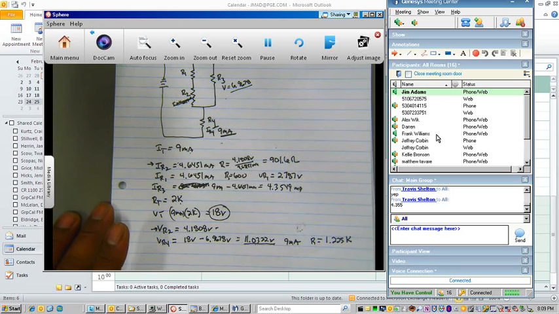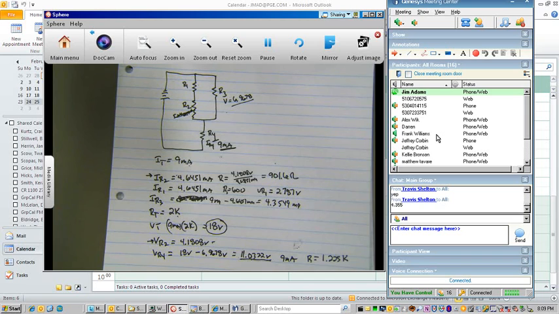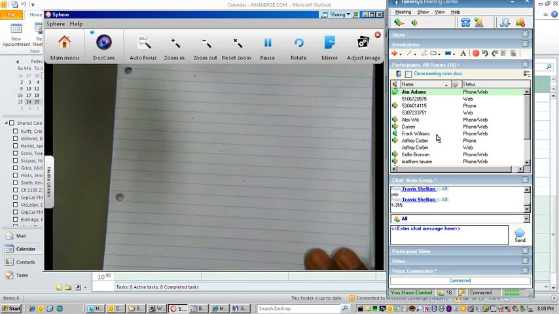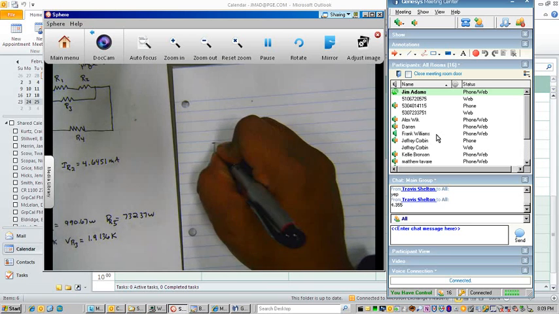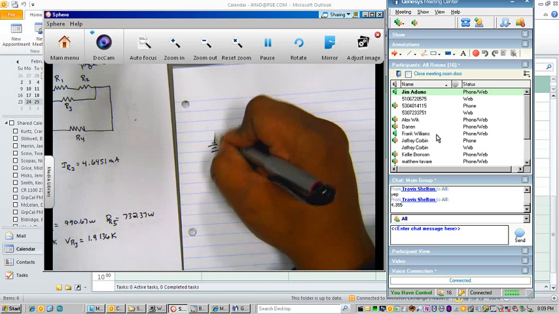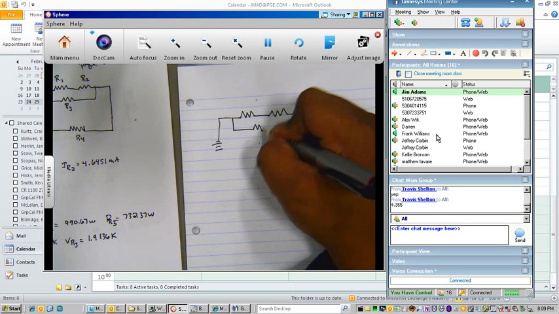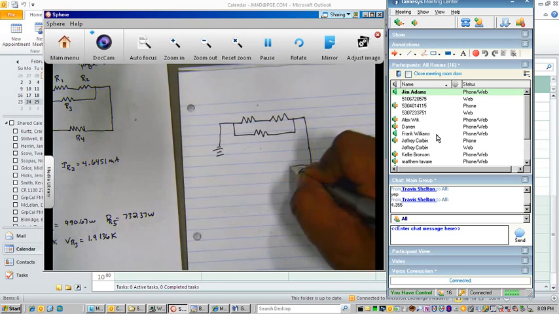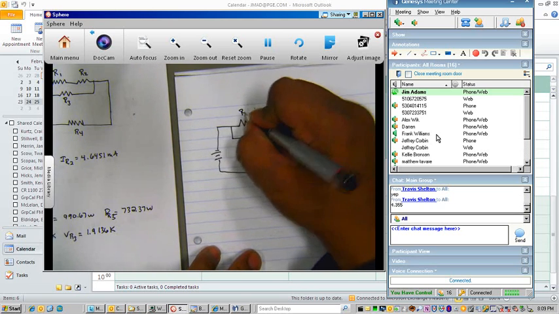Is anybody checking the answer key to see if these are right? Let me see here. 9 milliamps. Where did I get? Yeah, that's cool. Close enough. So we figured out everything for R1. How about R2? R2, we know the voltage drop, and we also know the current through R2. I'm confused now.